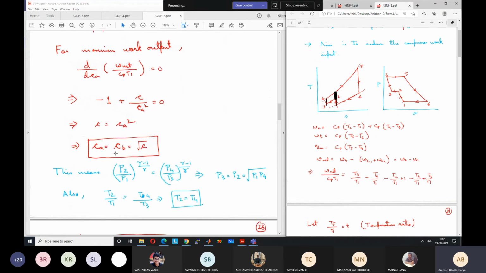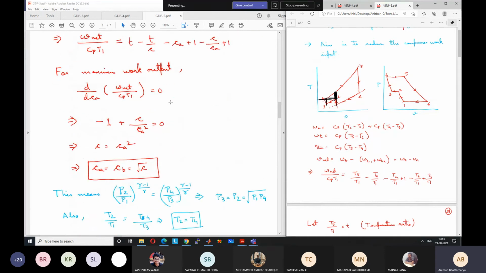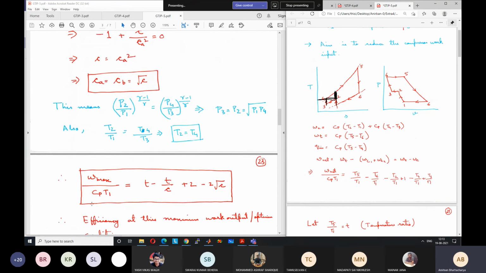So the intermediate pressure is the square root of the product of maximum and minimum pressure. Also from CA equal to CB, we get that CA is nothing but T2 by T1, and CB is nothing but T4 by T3. So T2 by T1 equal to T4 by T3. Because we have assumed T1 to be equal to T3, we get that T4 is equal to T2. So these two points are at the same temperature, T4 equal to T2, for maximum work output. And what is this maximum work output? You can replace this CA with root C to find the maximum work output, and you will get this expression.